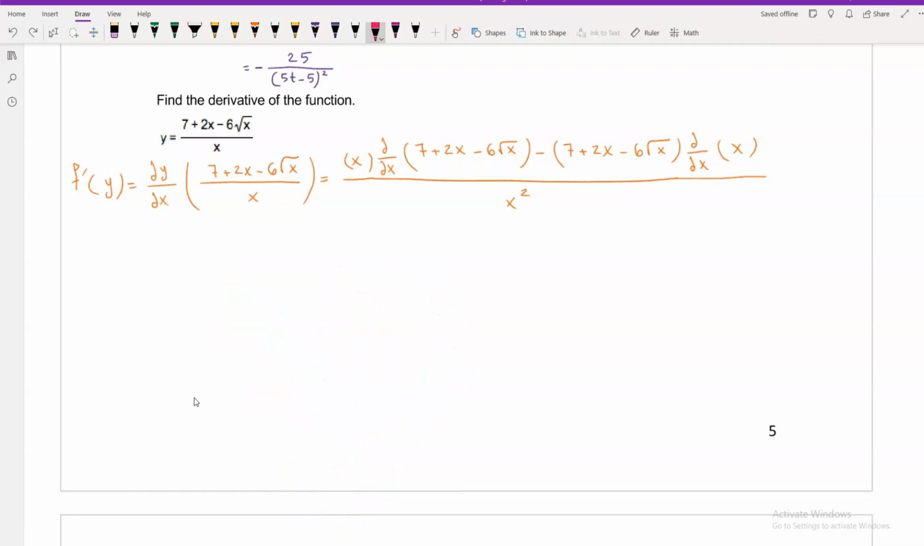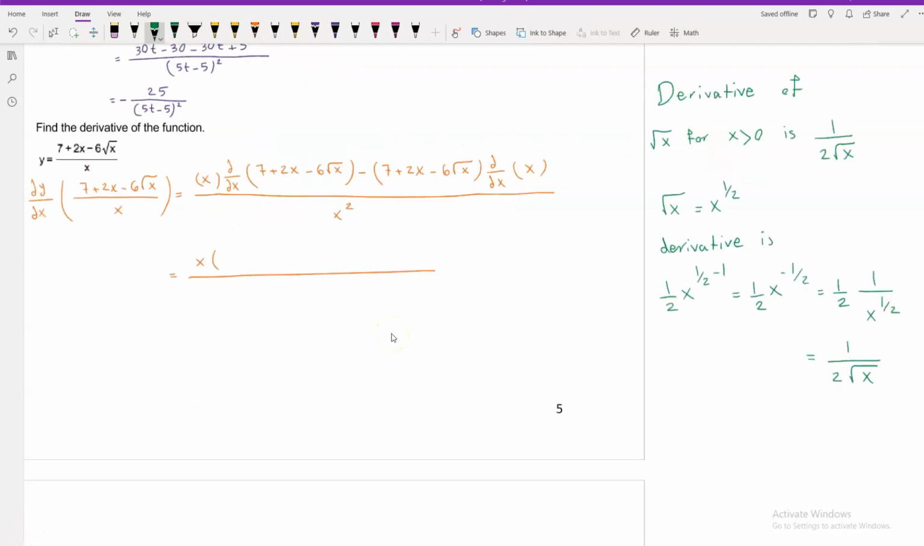So f prime of x is equal to the derivative of (7 plus 2x minus 6 times square root of x) divided by x with respect to x. So that is equal to: in the denominator, x times the derivative of what we have in the numerator, so the derivative of 7 plus 2x minus 6 times square root of x, minus 7 plus 2x minus 6 times square root of x, so that is what we have in the numerator, times the derivative of x, divided by x squared. Here on this part we have to find the derivative of square root of x.